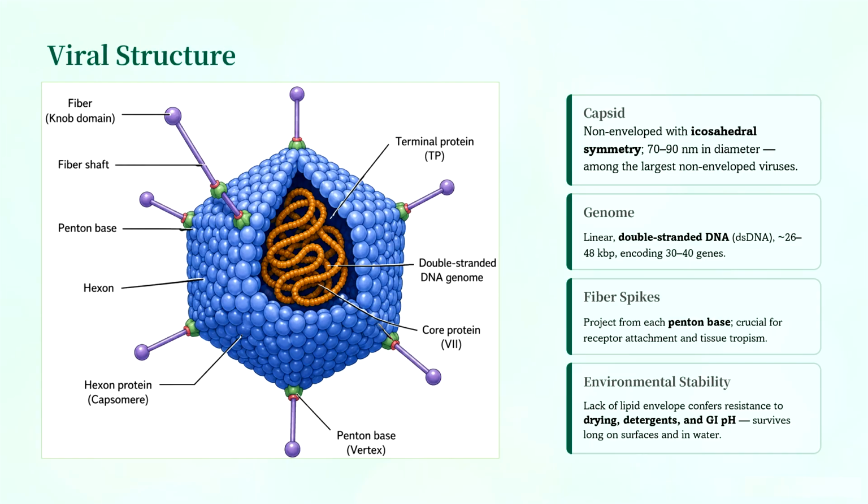Overall, the virus exhibits icosahedral symmetry. It lacks a lipid envelope, which increases environmental stability. The capsid protects the viral genome from physical and chemical damages, disinfectants, and other components. The surface fibers are responsible for host cell attachment, while the penton base facilitates the virus internalization via integrins.